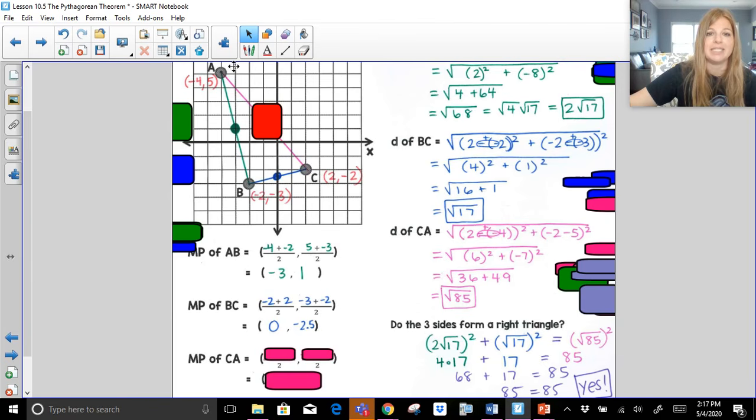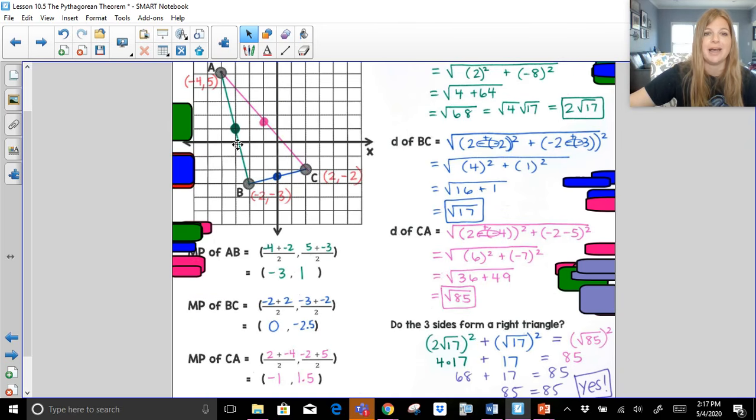Last one, midpoint of C to A. So let's go ahead and add those x's. 2 plus a negative 4 is negative 2. Negative 2 divided by 2 is negative 1. And let's add the y's. 5 plus a negative 2 is 3. 3 divided by 2 is 1.5. And if I was to plot that point of negative 1, 1.5, it's directly in between. It's the perfect midpoint.